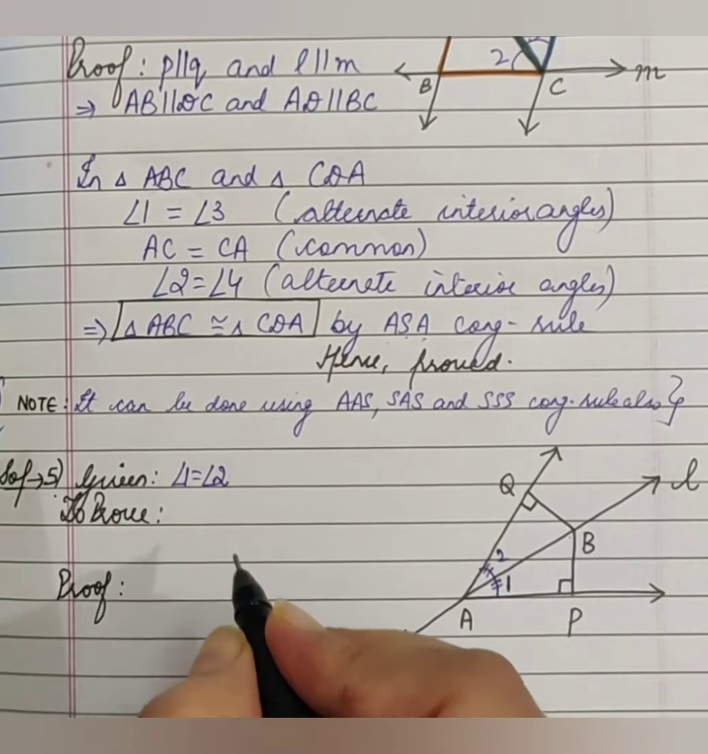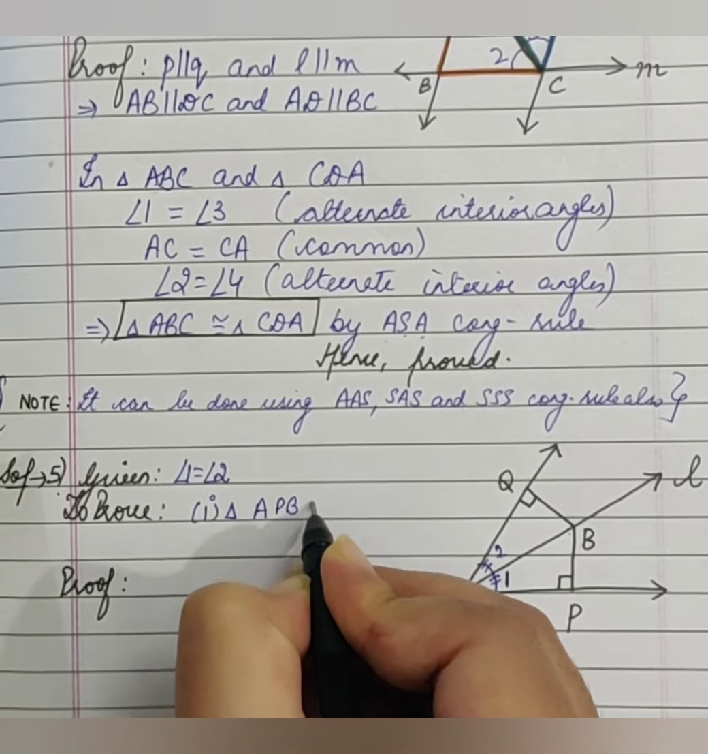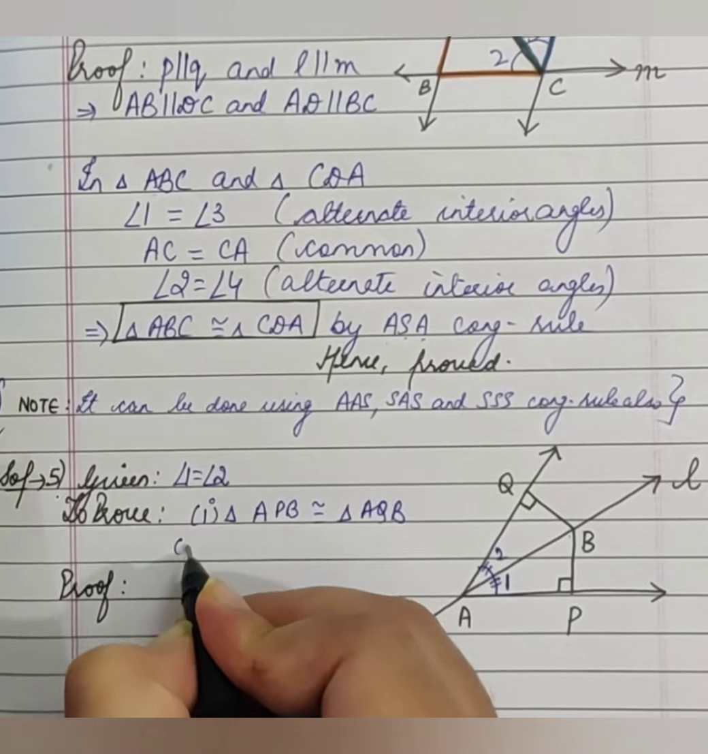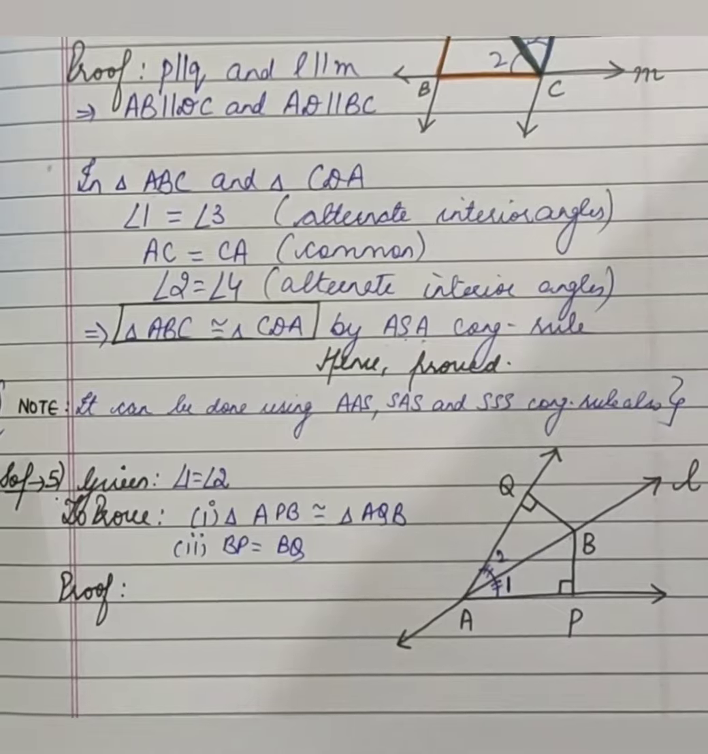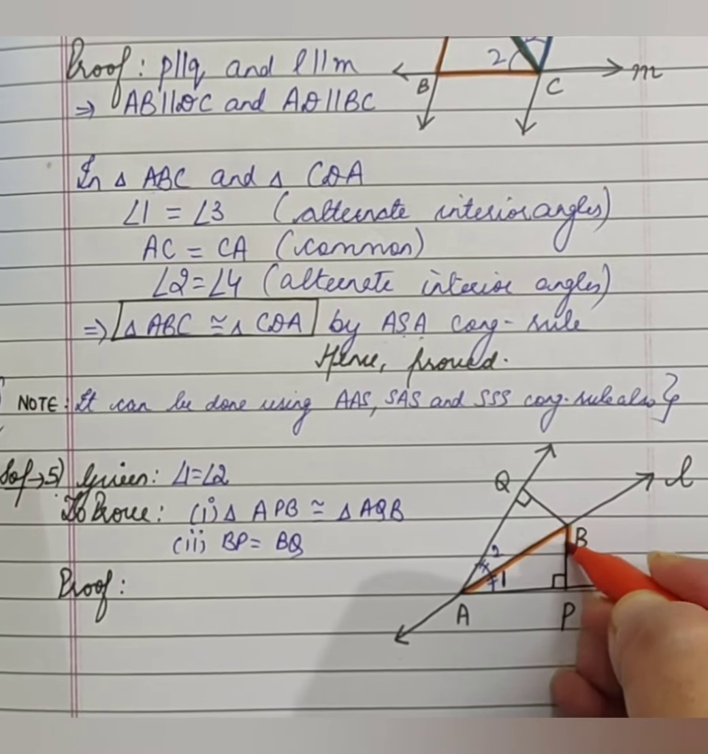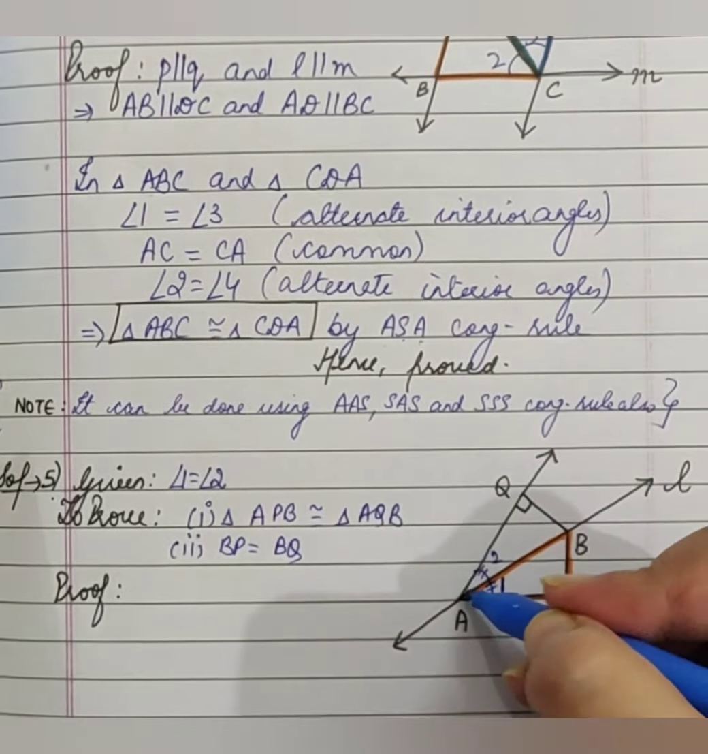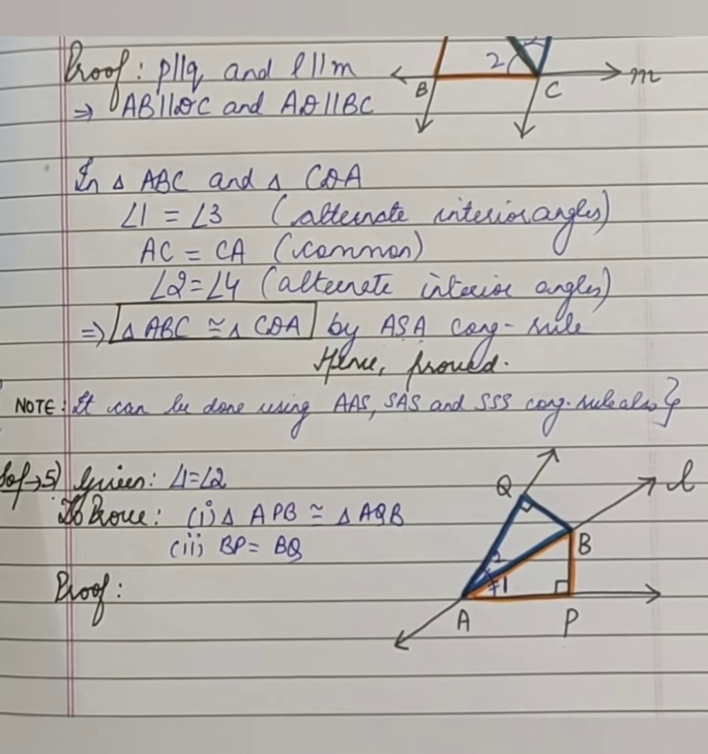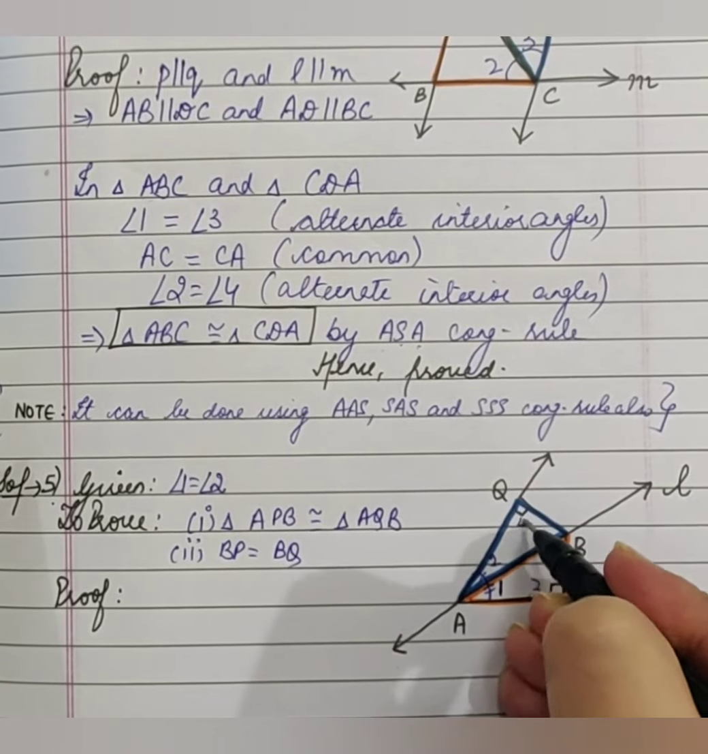We need to prove two parts. The first part is triangle APB is congruent to triangle AQB. Second part is BP is equal to BQ. Let's look at the two triangles APB. That means this triangle needs to be proved congruent to AQB. That means this orange and blue triangle needs to be proved congruent. I'll name it as angle 3, angle 4.